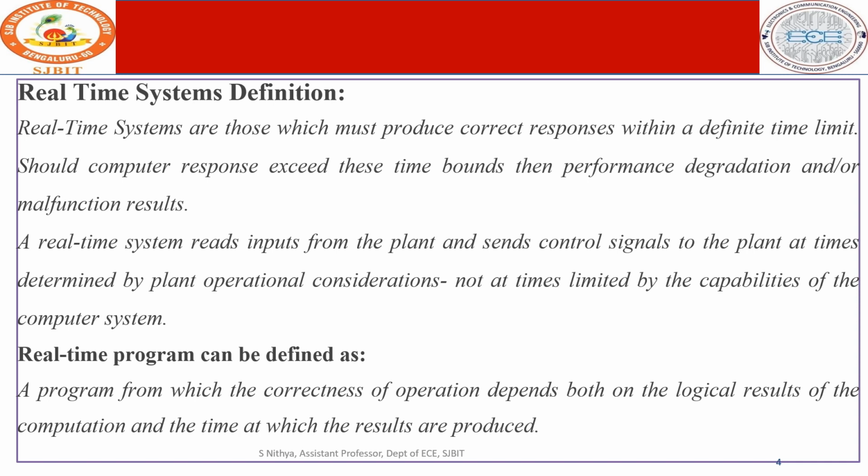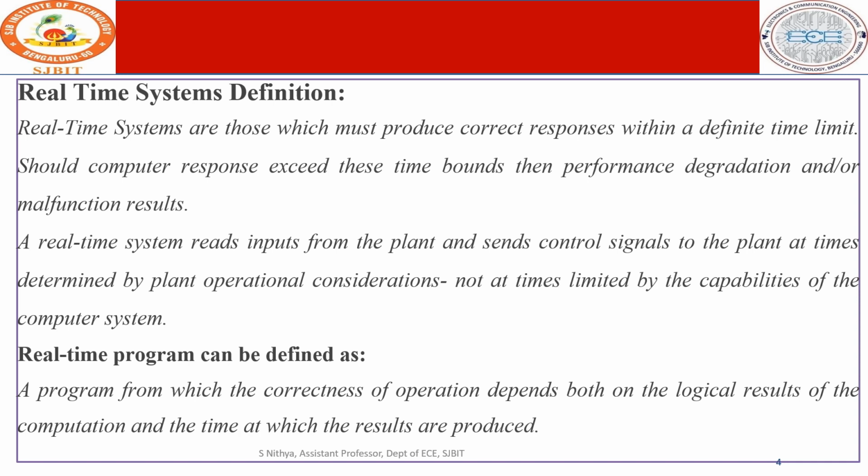And send the control signals to the plant at the times determined by the plant's operational conditions, not at a time limited by the capabilities of computer systems. Okay, so the plant operation conditions. Depending on the plant's operation conditions, the information will be sent to the plant, not at the time limit specified by the computer system. So this is one of the alternative definitions for a real-time system.